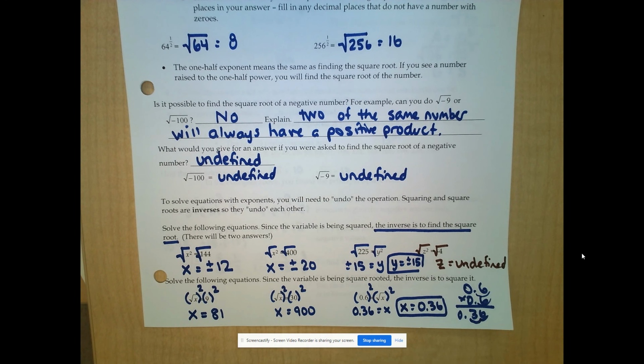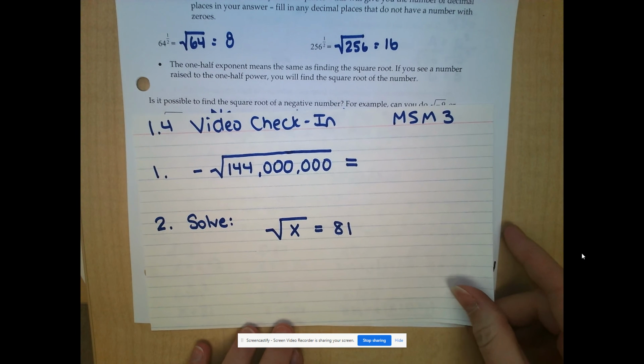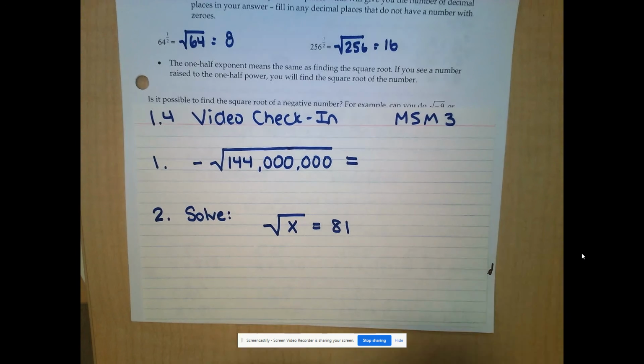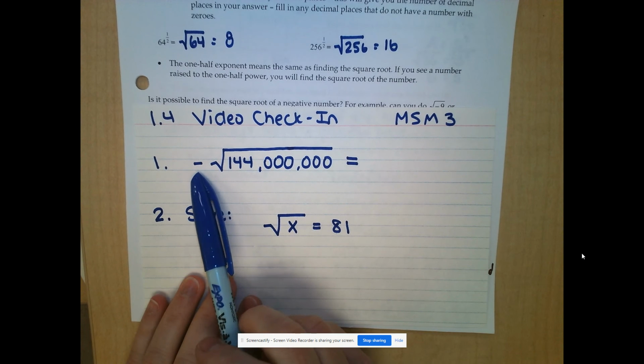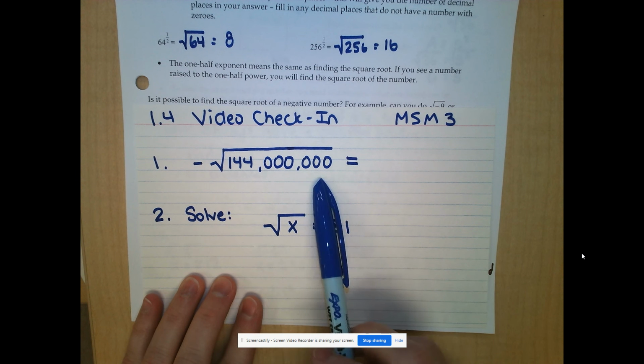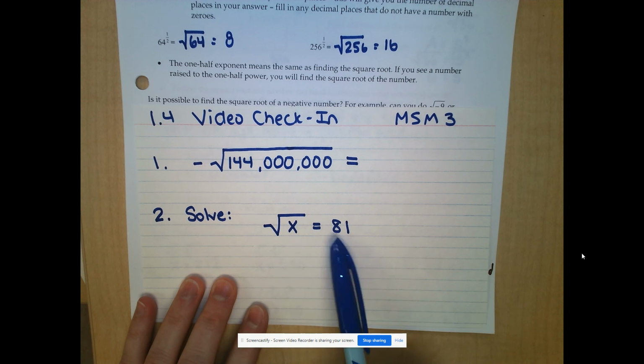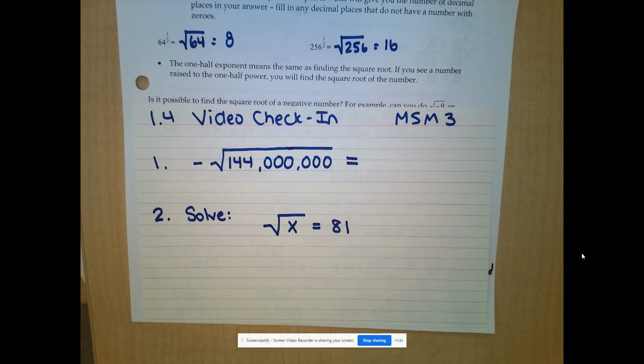Now, for the video check-in, grab yourself a piece of paper, post-it note, grocery list, something like that, and you have 2 questions for today. The video check-in is asking you to find the opposite or the negative square root of 144 million, and you're going to then write down the answer, and to solve the square root of x equals 81. And yes, I want you to show your work after you copy down the question.